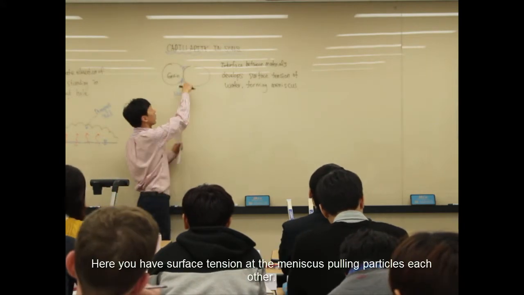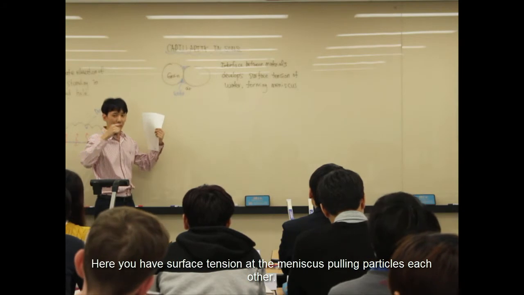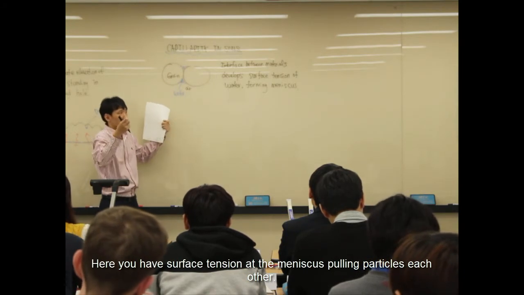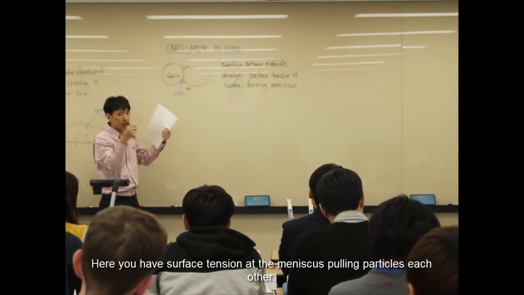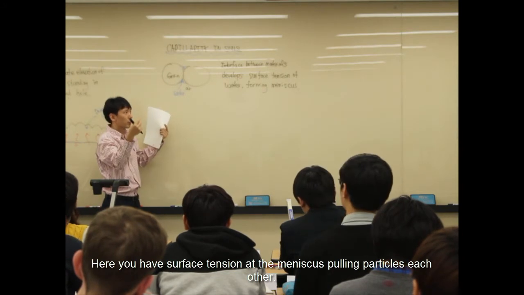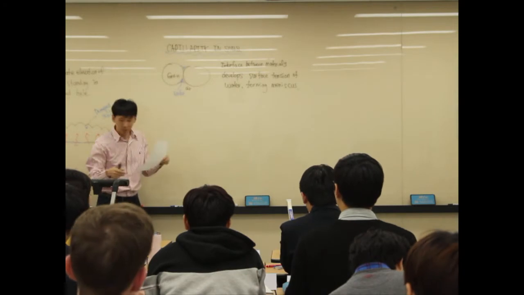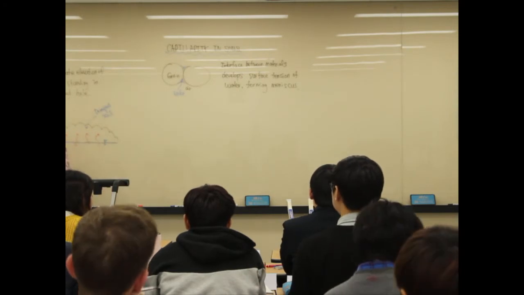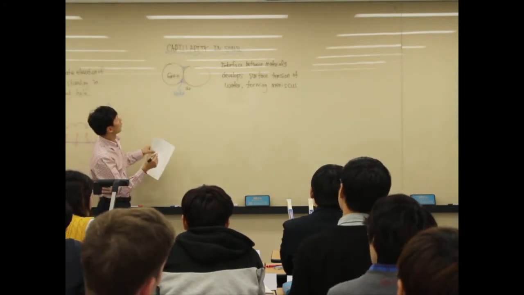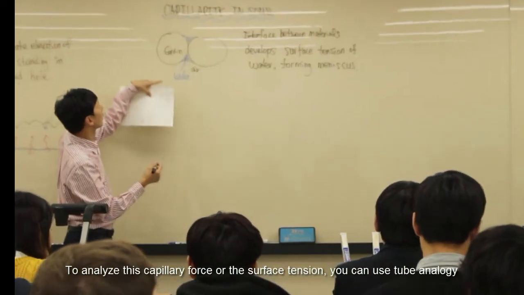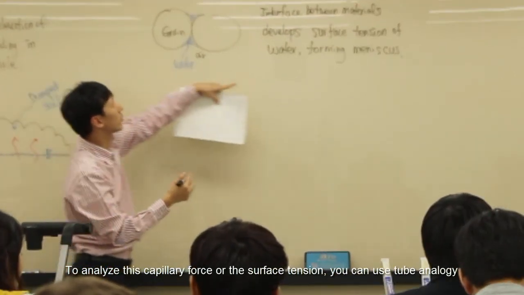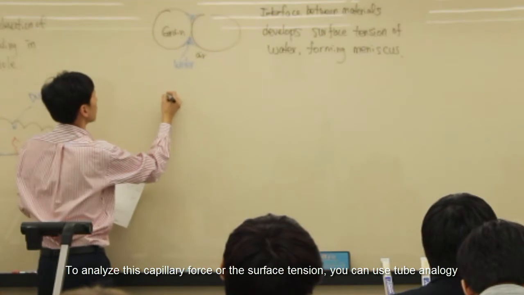And here you have a surface tension at the meniscus that's pulling the particles into each other. So that increases the effective stress. Then, to analyze this capillary force or the surface tension, we can use the tube analogy.